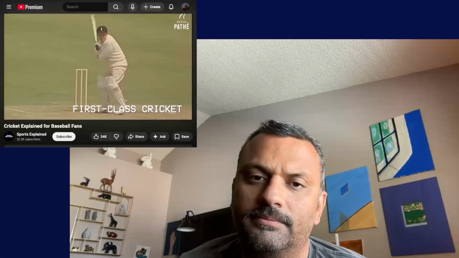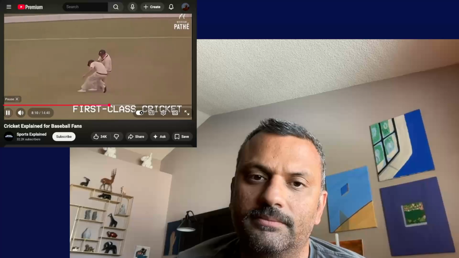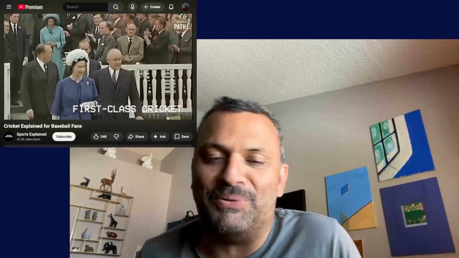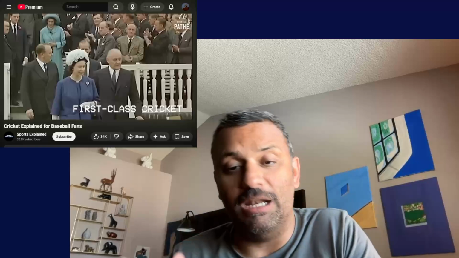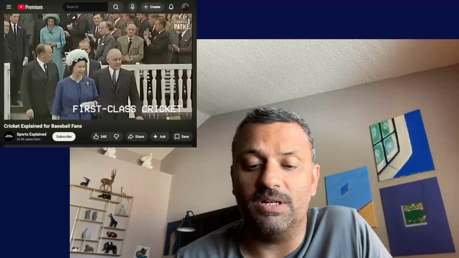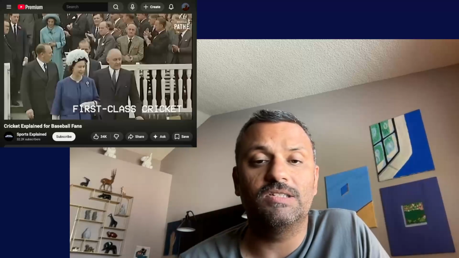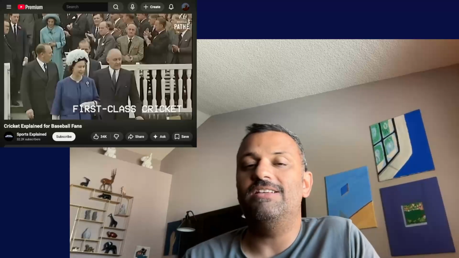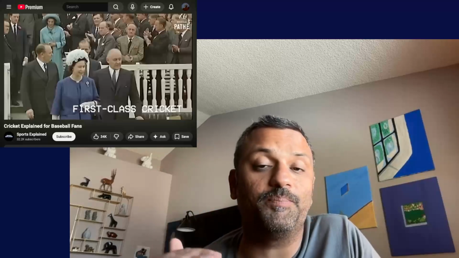We're talking about the games that go on for several days. Everyone is wearing white. Maybe the Queen shows up. Yeah, maybe the Queen shows up. But the first class cricket, or the unlimited overs cricket, these are the ones that typically internationally go for 5 days. And it may seem like 5 days, that's a lot. It is a lot, but this is the peak of cricket.